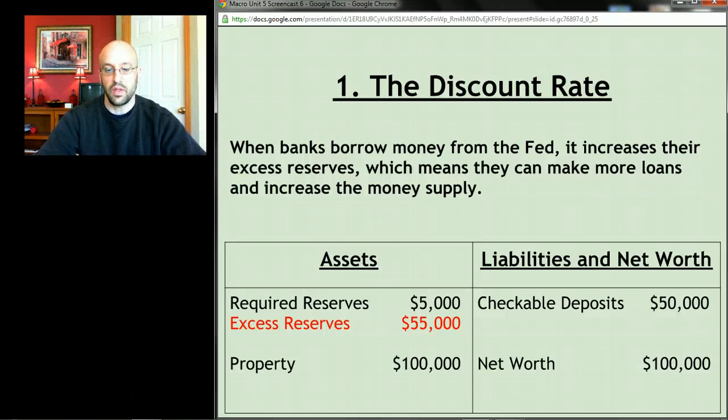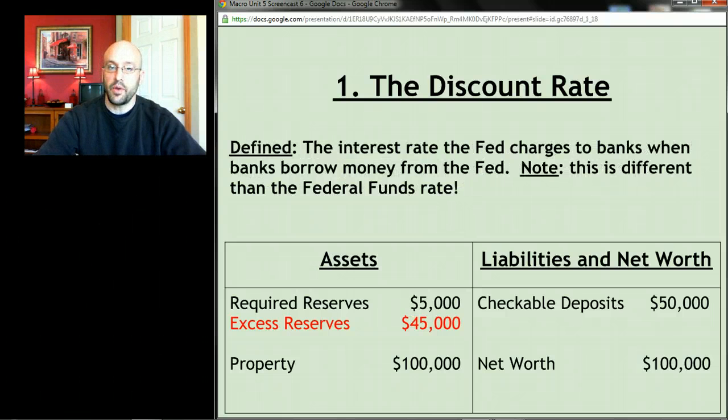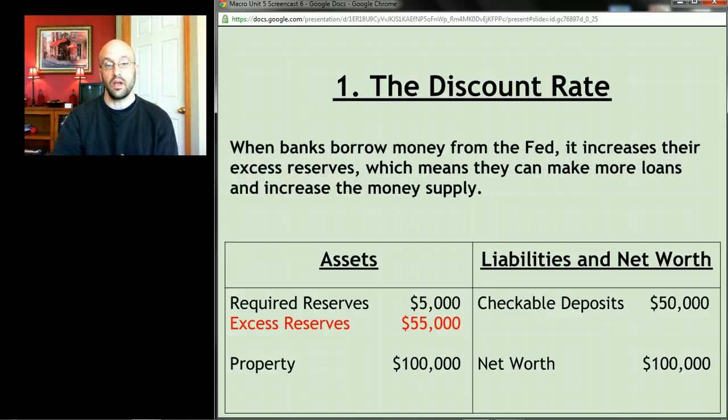So again, let me just take you to that last slide and follow the excess reserves. Let's say a bank has excess reserves of $45,000, but then borrows $10,000 from the Federal Reserve, paying an interest rate called the discount rate. If it borrows that $10,000, it's going to have $10,000 more in excess reserves, which is $10,000 more it can lend out, and that money can get multiplied and turned into even more money.